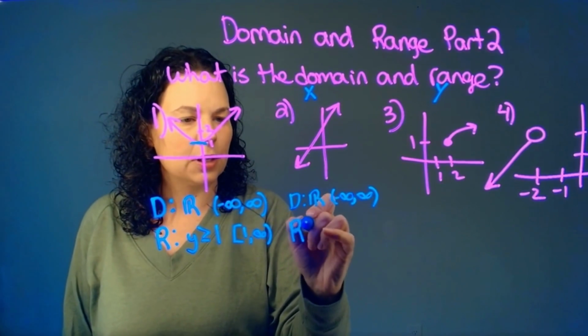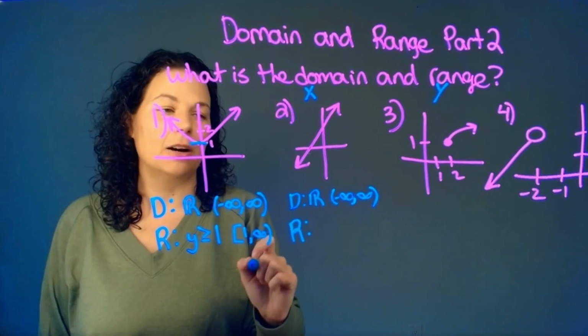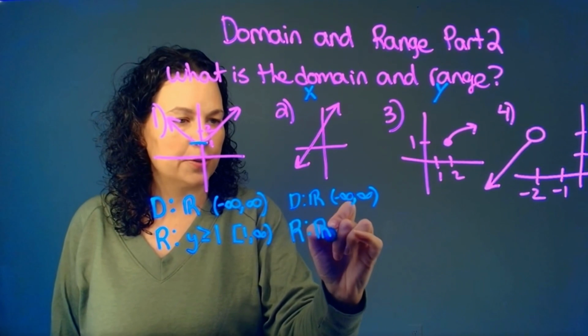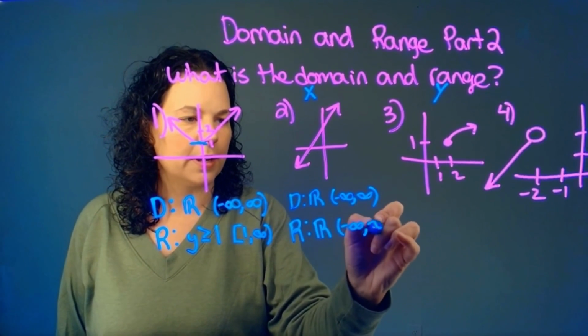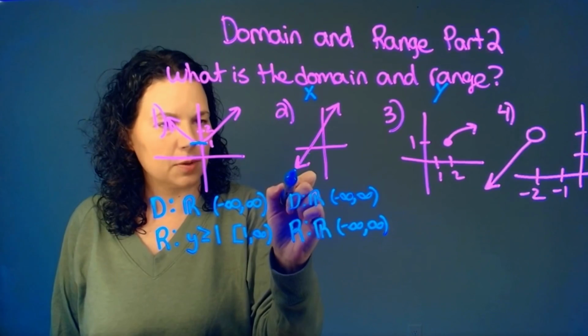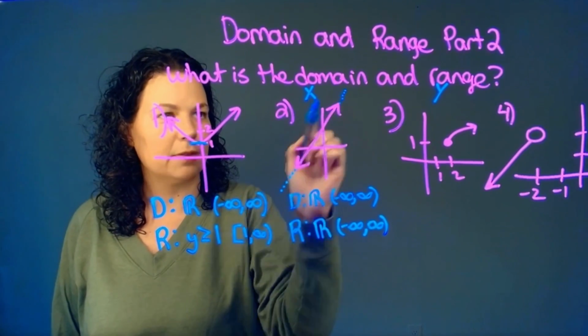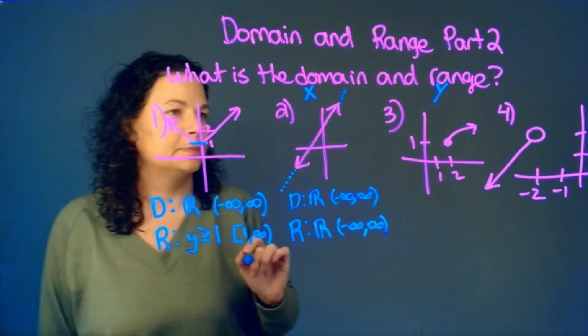And the range, this one is going up forever and down forever and ever. So the range for this one's also all real numbers, or negative infinity to infinity. See, this one is going down forever and ever, and this is going up forever and ever. So we used all of the y's.